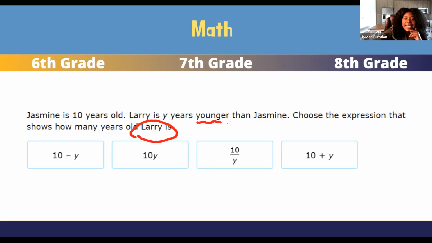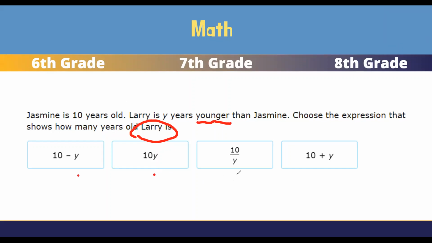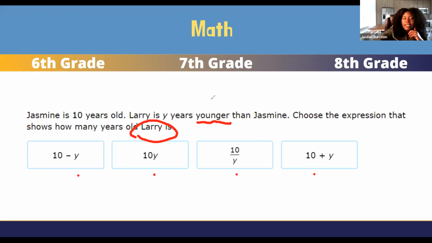And younger is a key word. That lets us know what type of operation we need to do. Here we're doing subtraction, here we're doing multiplication, here we're doing division, here we're doing addition. Younger, less, takeaway, those are key words that most of the time can point us in the right direction of subtraction, just like both y'all picked.